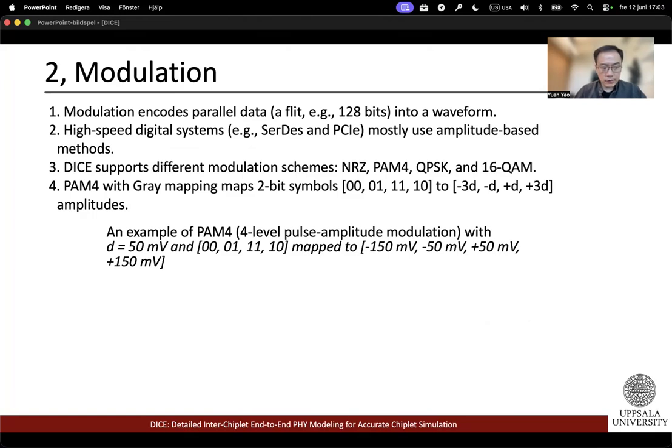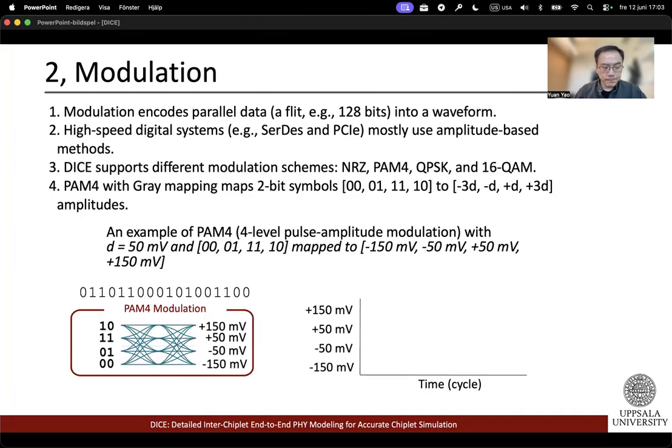After encoding, the digital bits must be sent as physical signals. DICE supports several modulation schemes, including NRZ, PAM4, QPSK, and 16-QAM. The example here focuses on PAM4, which is widely used in high-speed links. PAM4 sends 2 bits per symbol by using 4 voltage levels. With Gray mapping, the 2-bit patterns 00, 01, 11, and 10 are mapped to 4 amplitudes, plus minus 150 millivolts and plus minus 50 millivolts.